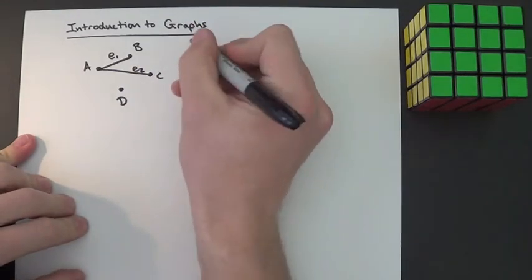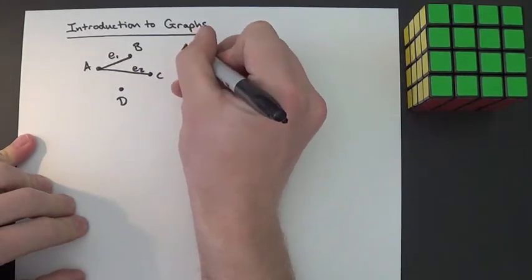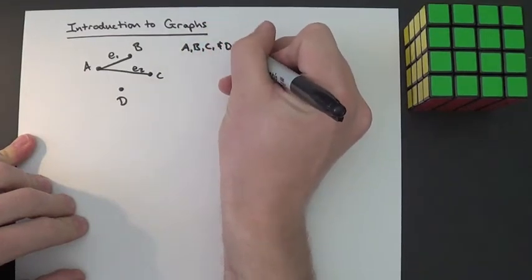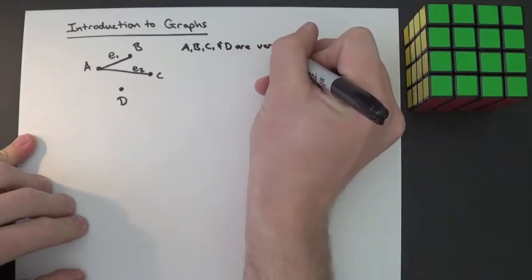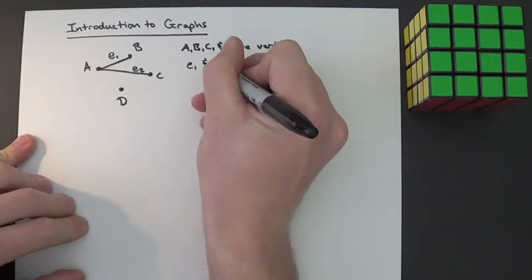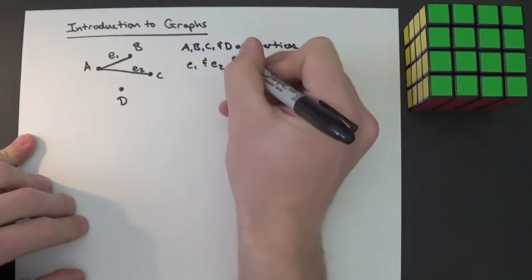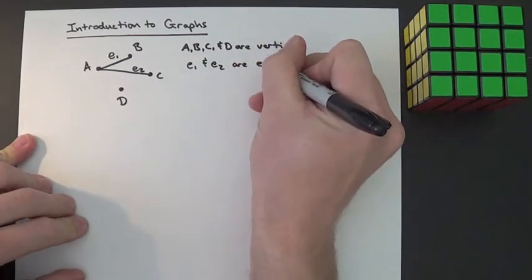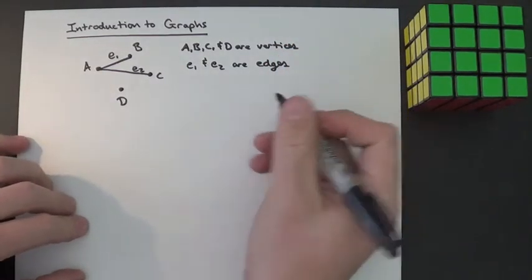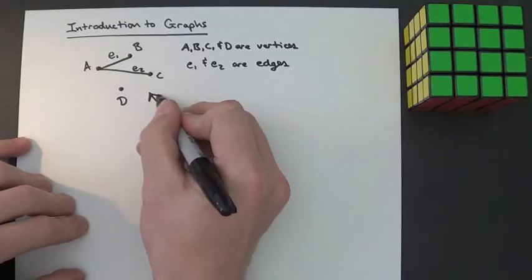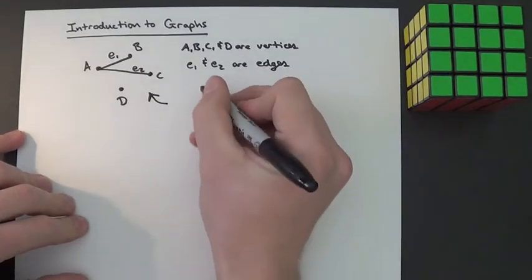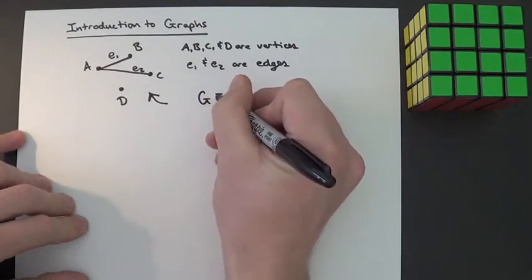Okay. Already hinted at it, but A, B, C, and D are our vertices. E1 and E2, the lines connecting the dots, are our edges. Okay. This is one way to represent a graph. Another way to represent the graph is using set notation.